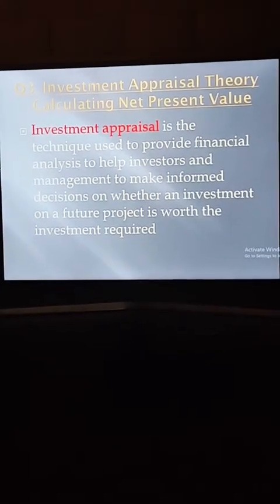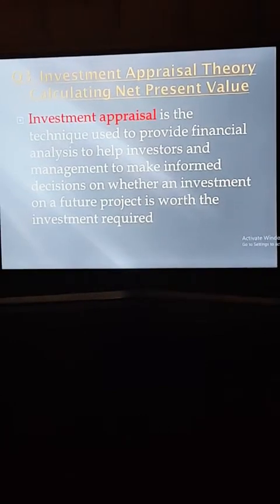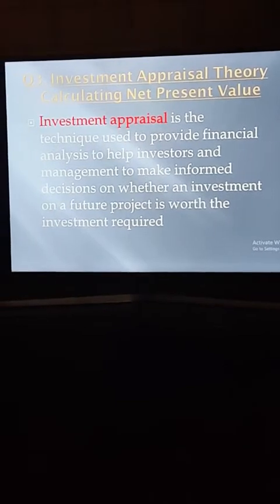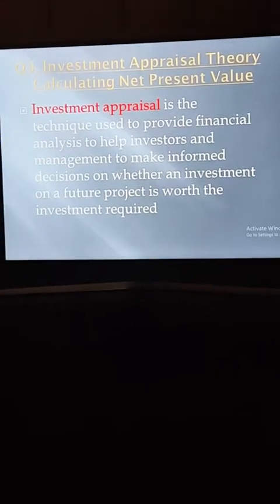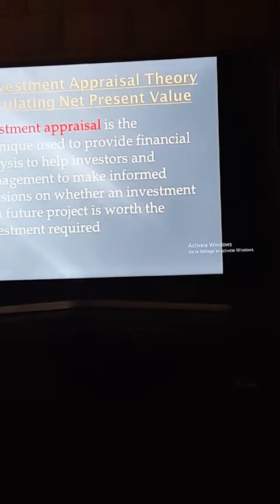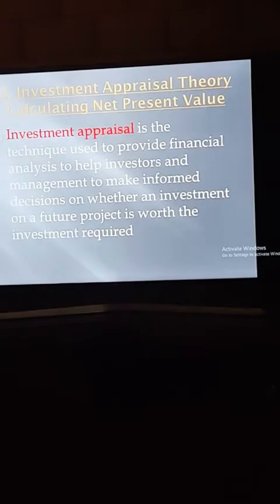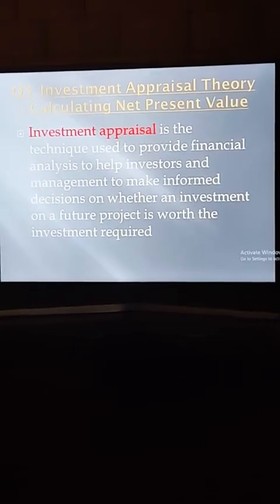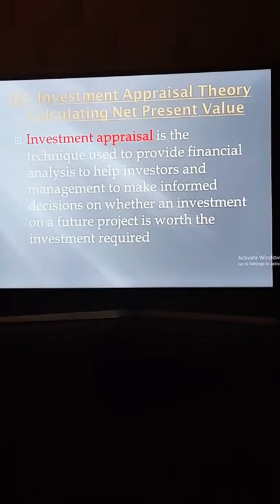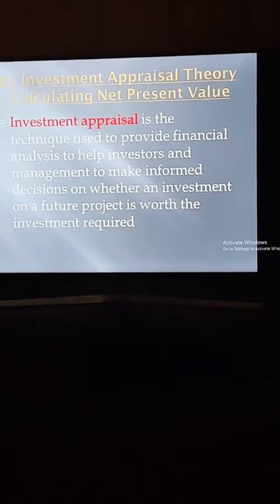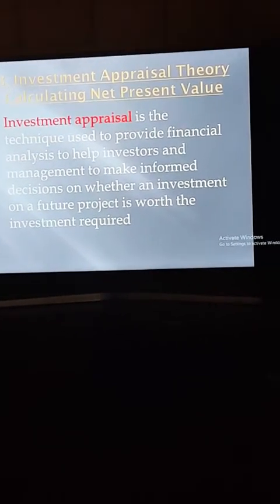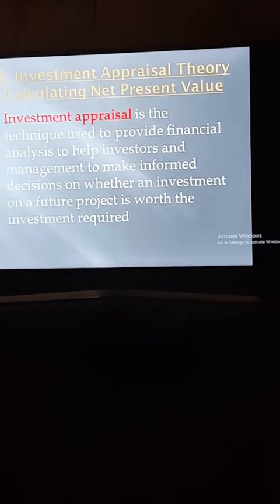Investment appraisal is a technique used to provide financial analysis to help investors and management make informed decisions on whether an investment in a future project is worth the investment required. An essential part of management's job is to make investments that are worthwhile for their investors, meaning the company must make sure the investment it undertakes ultimately benefits the stakeholders or investors or whoever is involved in the process of investing.